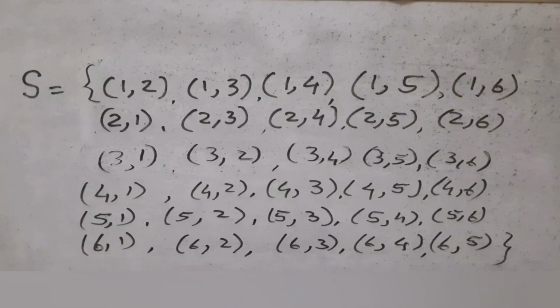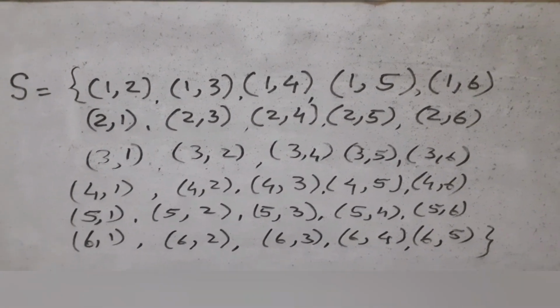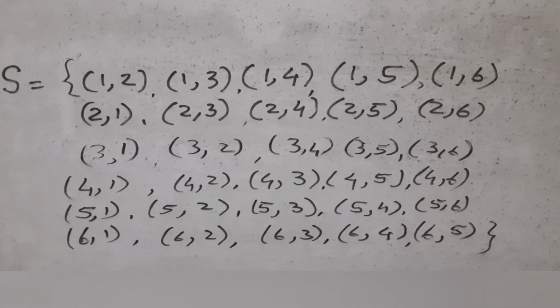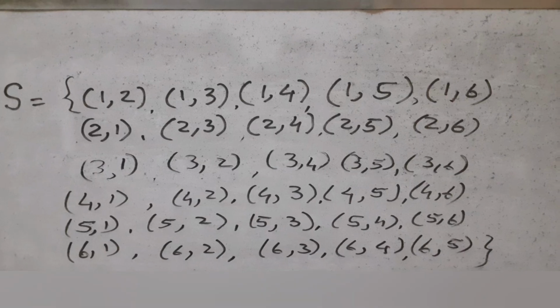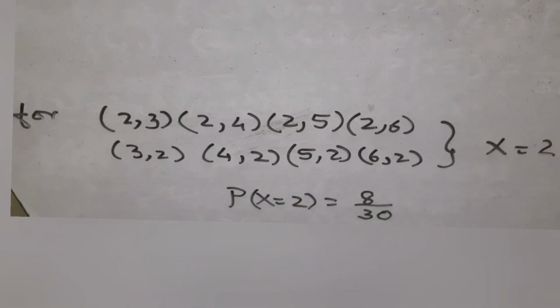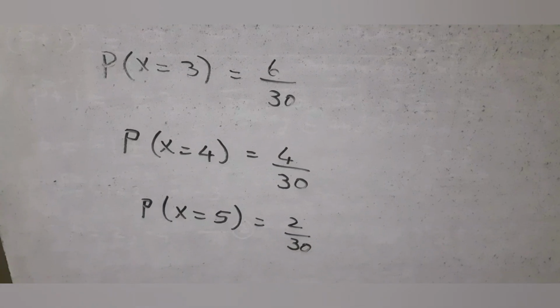Now look at the sample space and try to find the pairs where the minimum of the integers is 2. They will be (2,3), (2,4), (2,5), (2,6), (3,2), (4,2), (5,2) and (6,2). So there are 8 pairs. So P(x equal to 2) equal to 8 by 30.